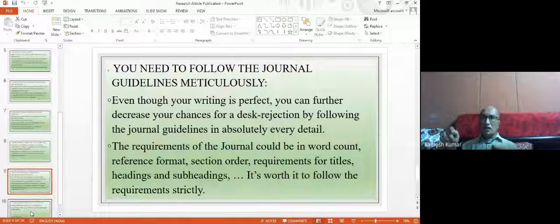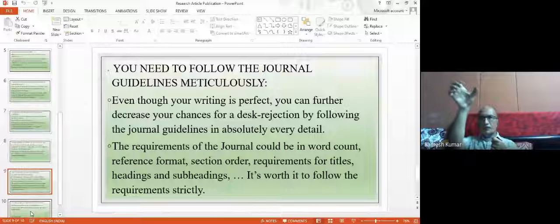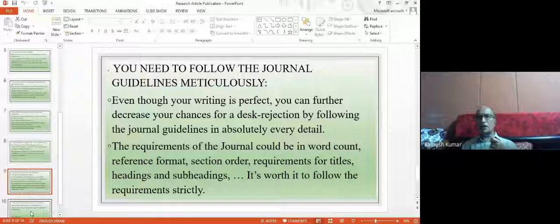Even how exactly these titles have to be given. Like for example, if I am writing a table, okay, some journals want the table title to be given at the beginning. Some journals want the table title to be given at the end of the table.